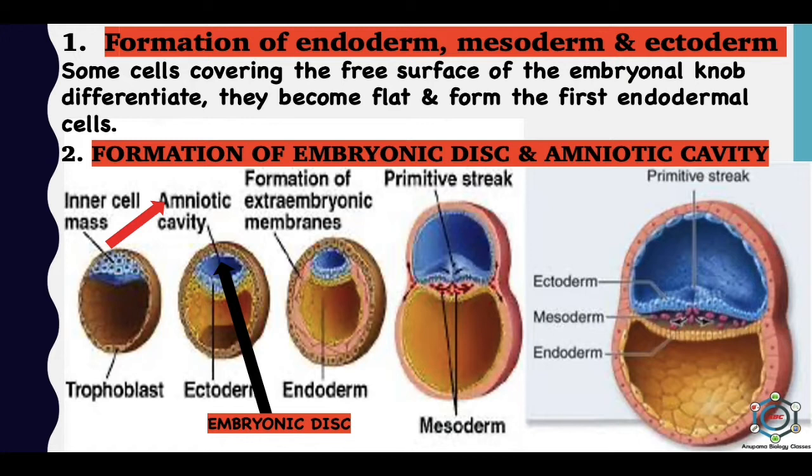Then a new layer of cells is formed which is known as the mesoderm, and it separates the yolk sac and the amniotic cavity from the trophoblast. After the formation of mesoderm, the remaining cells of the embryonic disc get arranged in a layer which is known as the ectoderm. So this is the formation of endoderm, mesoderm, ectoderm, and the formation of the embryonic disc and the amniotic cavity.